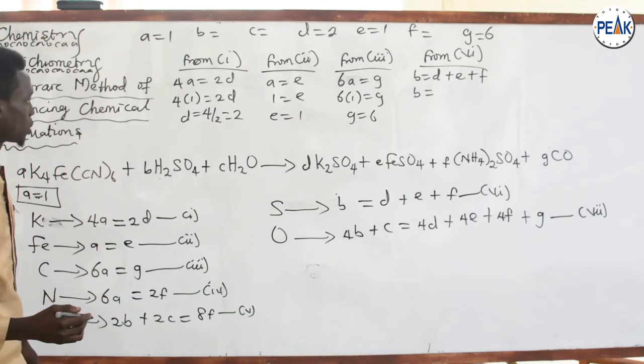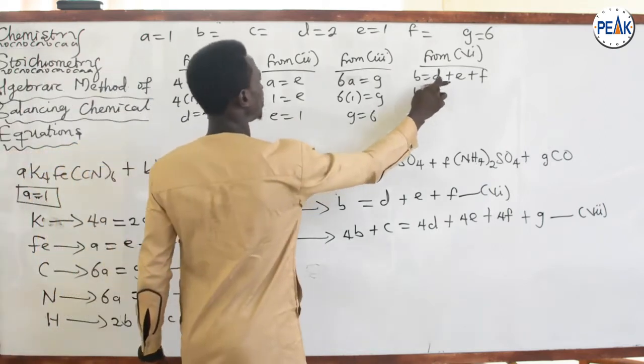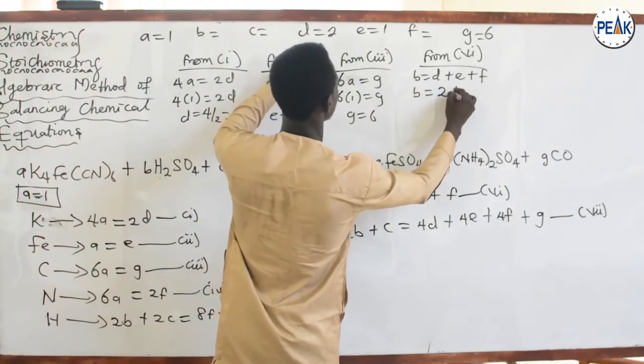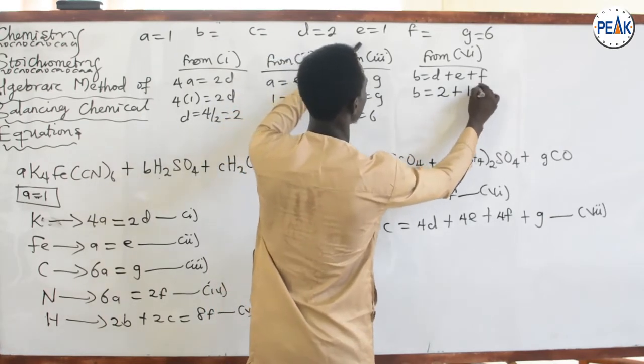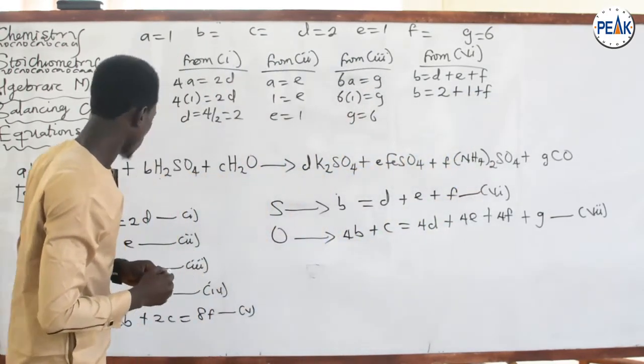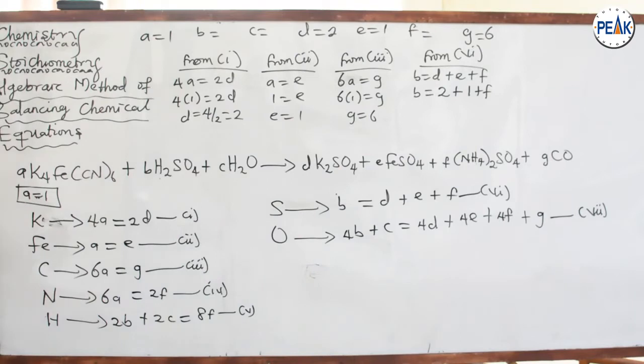My B can be equal to what? What's my D? My D is equal to 2 plus what's my E? My E is equal to 1. F is also unknown. Wow. Did I leave out any equation? Okay, I think I left out equation 4.